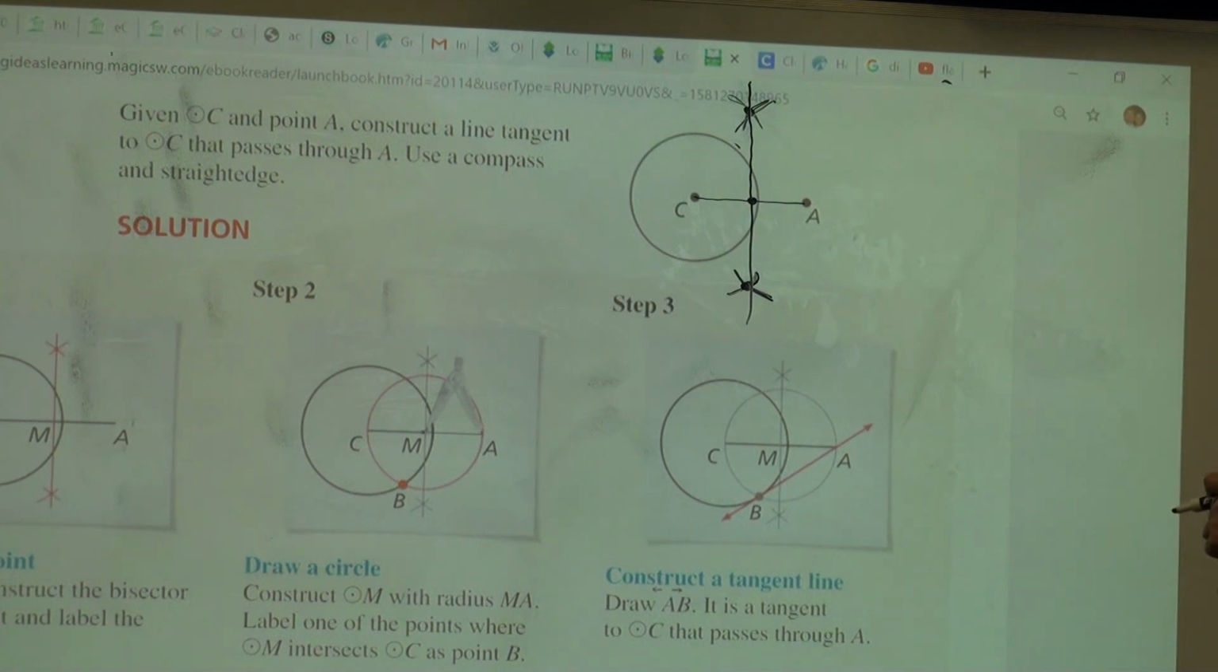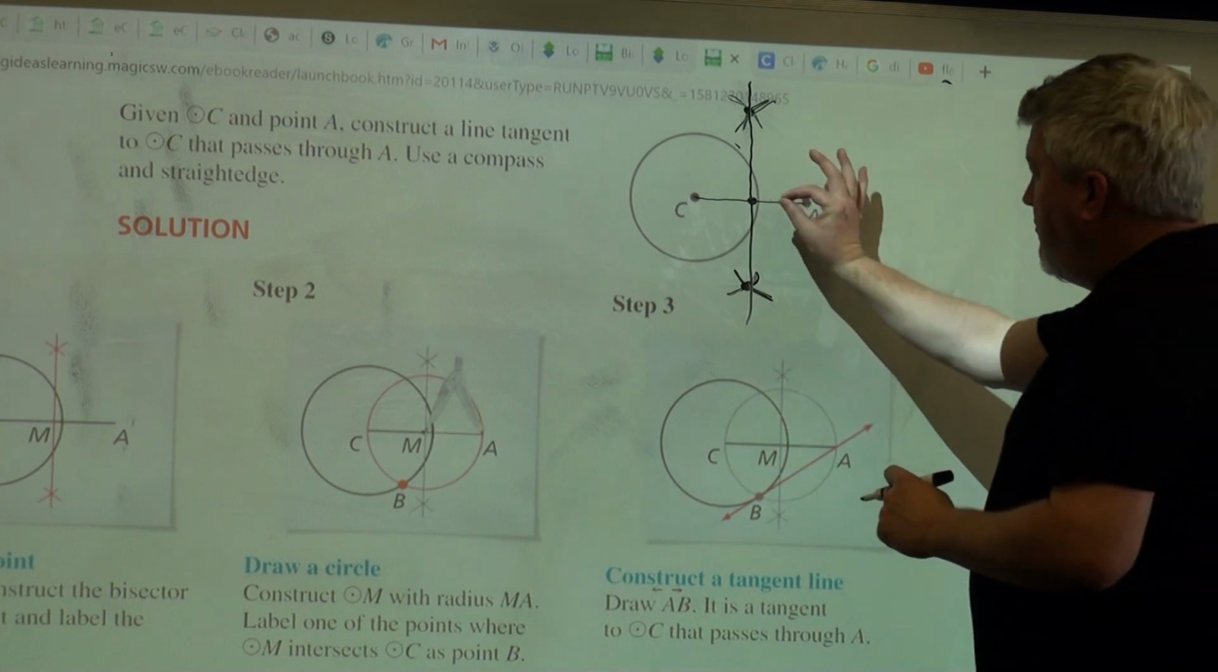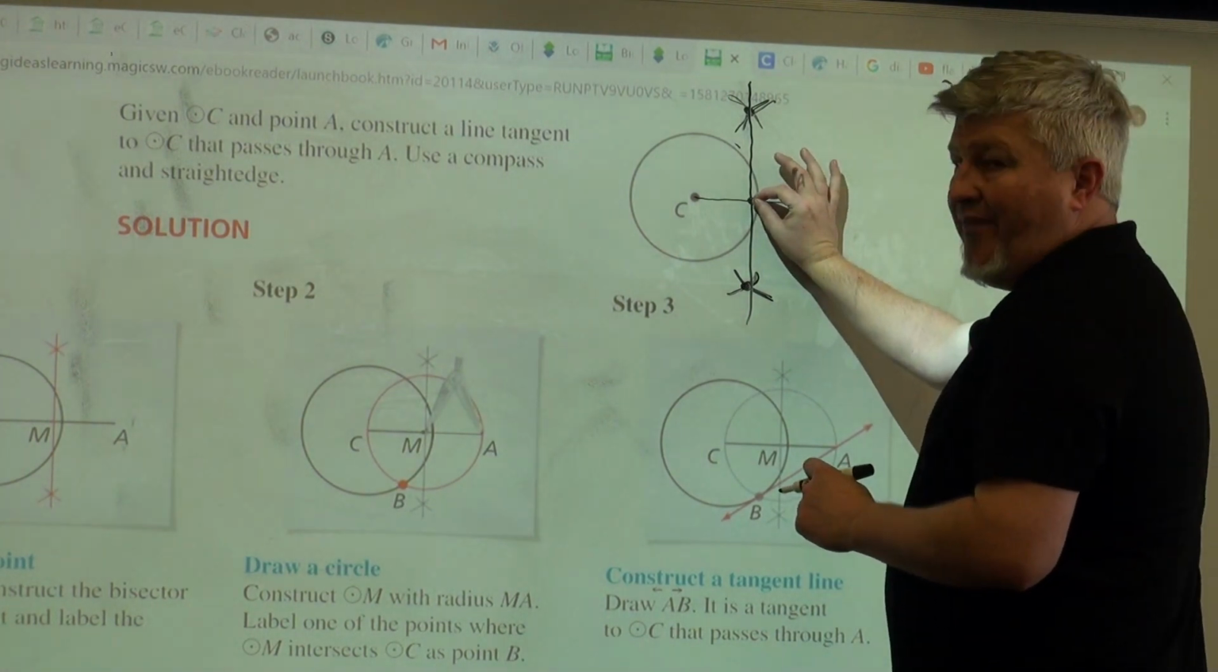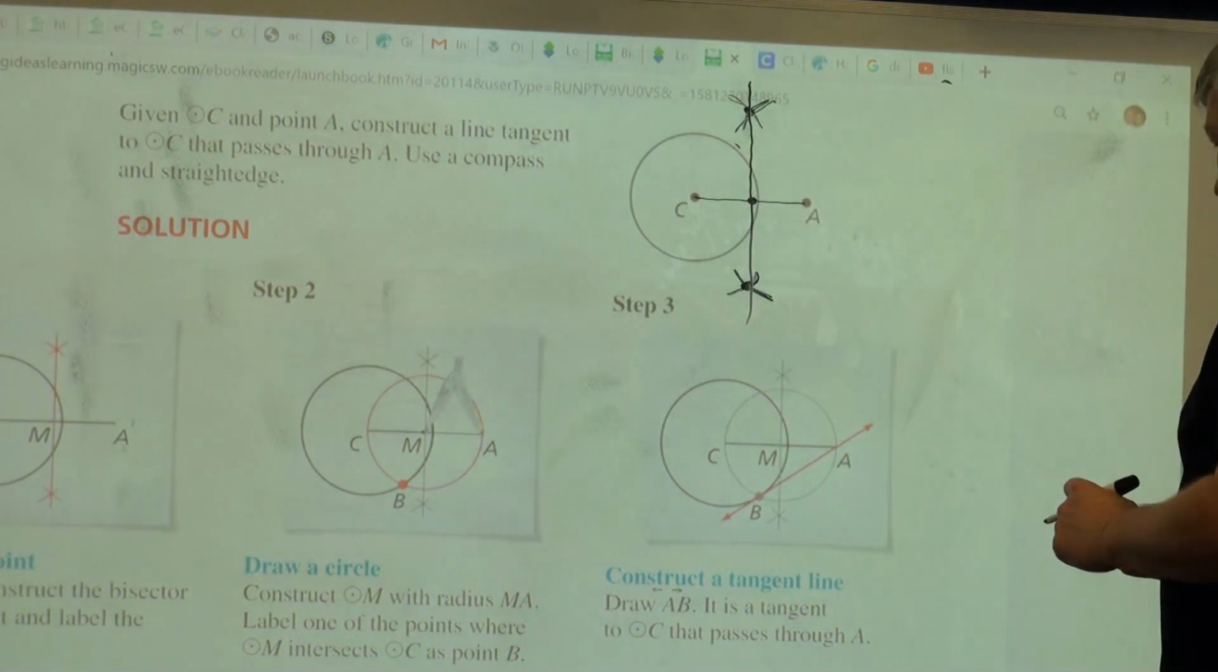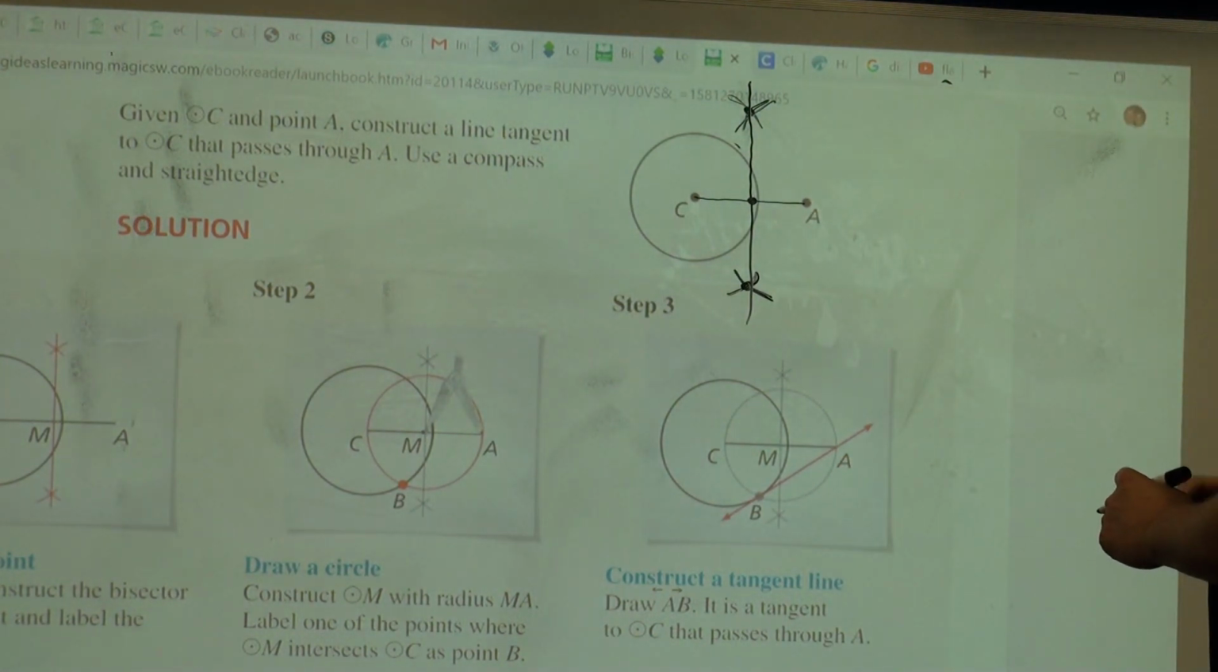Okay, so now with that midpoint, put your protractor midpoint on that segment. Let me make sure I do this to tell you correctly. Okay. An M with radius MA labeled on the point intersects C as a point. Oh, construct circle M with radius MA.